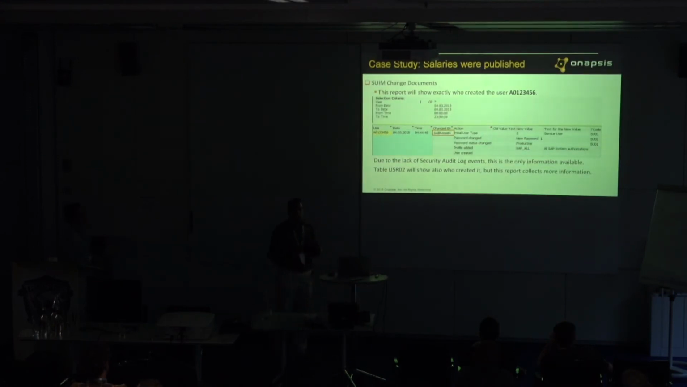As we don't know from the security log which user was created, because that event is not enabled, we can use the SUIM change documents, which store all the information about user management. You can see all the users created, by whom, which profiles were assigned, which roles, everything. So in this case, we see that this user was created by another user, which is me. So now we have identified who originally created that user.